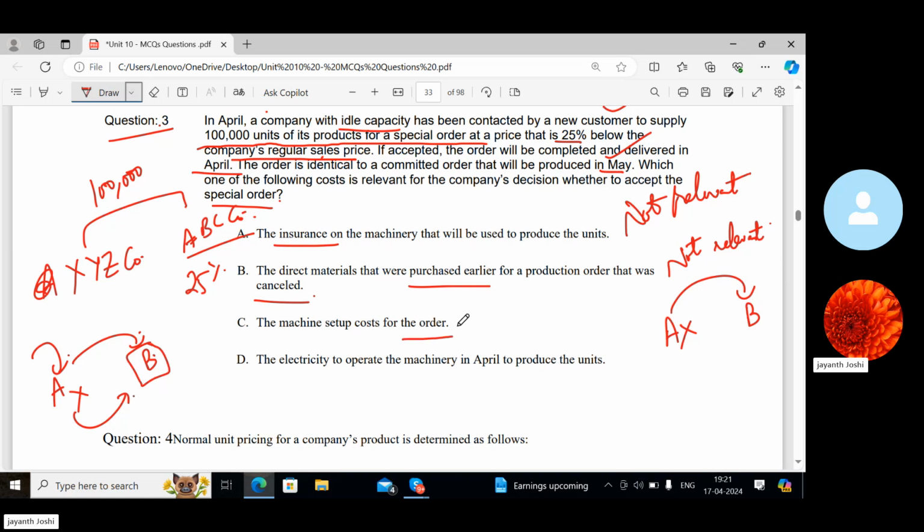Machine setup cost for the order. See, machine setup cost would be the same regardless of when the order is manufactured. So machine setup cost for the order, however you are going to do that, it's not going to increase anything extra for you.